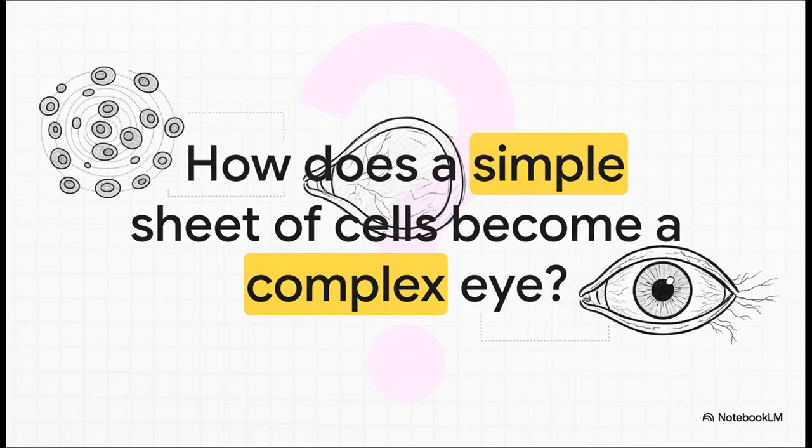So that's the big question, right? How does a simple sheet of cells know how to fold and communicate and transform itself into this intricate light-sensing machine? Well, let's trace that journey right from the beginning and watch how biology pulls off this amazing feat step by step.